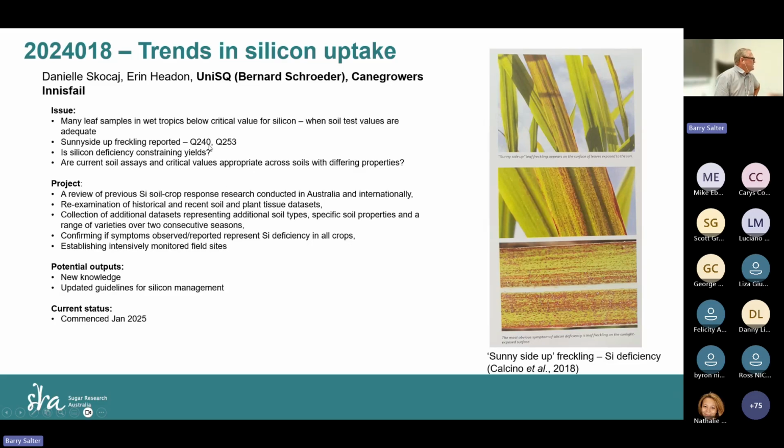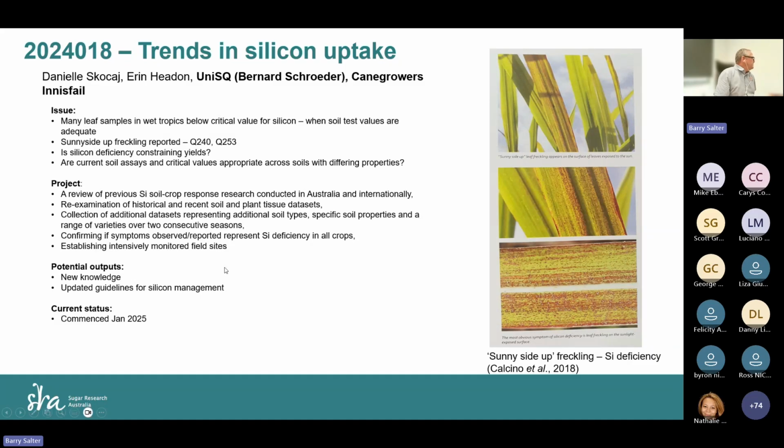There were reports in Q240 and 253 of silicon deficiency symptoms, and that's the sunny side freckling that you can see in the images there. Danielle Skorke, Bernard Schroeder, Ines Valkangros and Erin as well are working on a project to see whether or not it's a real issue. I should say that for most of those samples, the soil silicon levels were fine. It was the leaf tissue samples that were the problem.